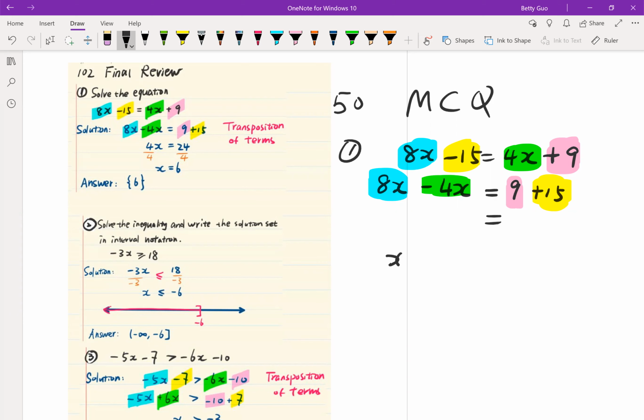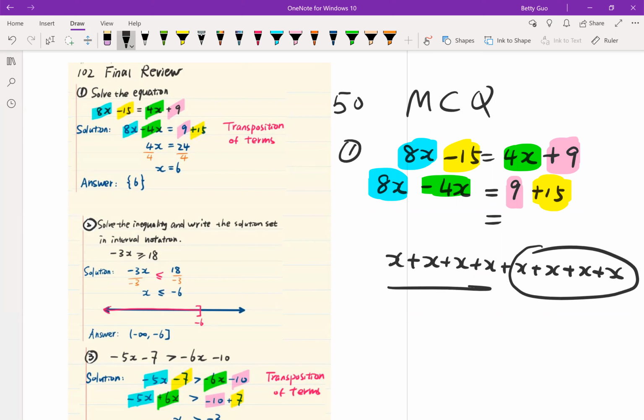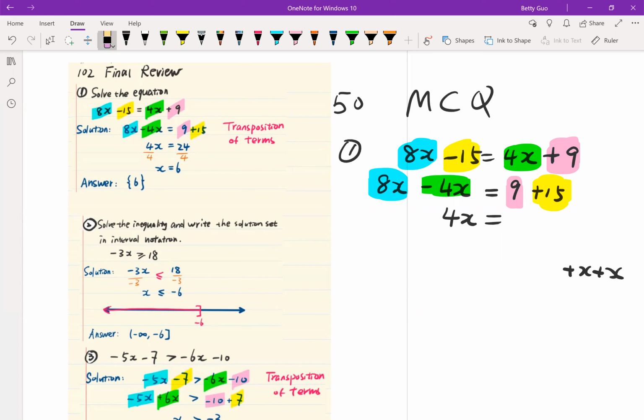8x is like you have 1, 2, 3, 4, 5, 6, 7, 8 x's. Now you remove 4 of those. So how many x's are left? 4, yeah. That's how we get 8x minus 4x. 8 minus 4 is 4, so 4x on the left. On the right-hand side, what is 9 plus 15? 24. Very good.